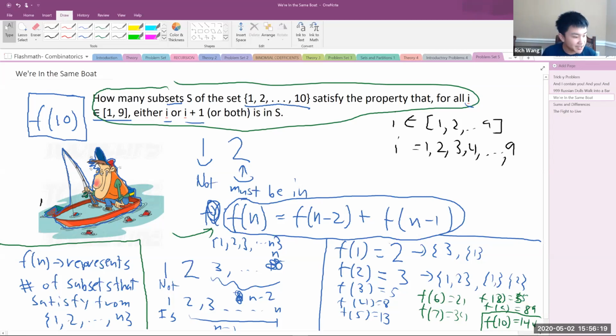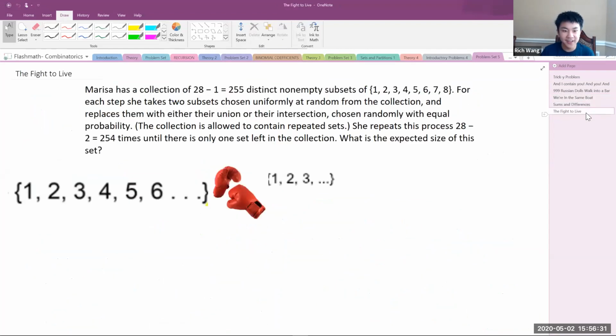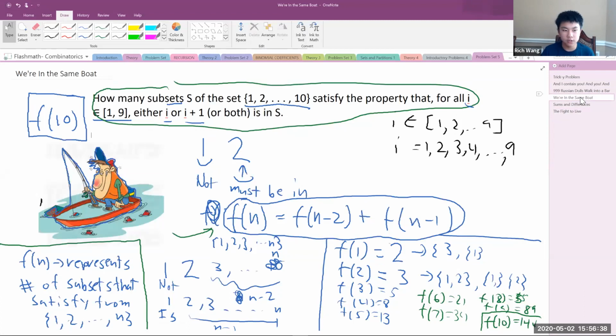Oh, actually, it looks like it's 3:56. So I think now we're going to quickly review some of the problems. I guess we don't have enough time to go over these last few problems, which are about the sums and differences and the fight to live. But if you really want to see the solutions, you can always ask us through the questions. For now, if you have any questions about what we've previously covered, feel free to ask. If you want me to go over any of the problems, or some of the introductory problems, just say it in the Q&A or the chat.